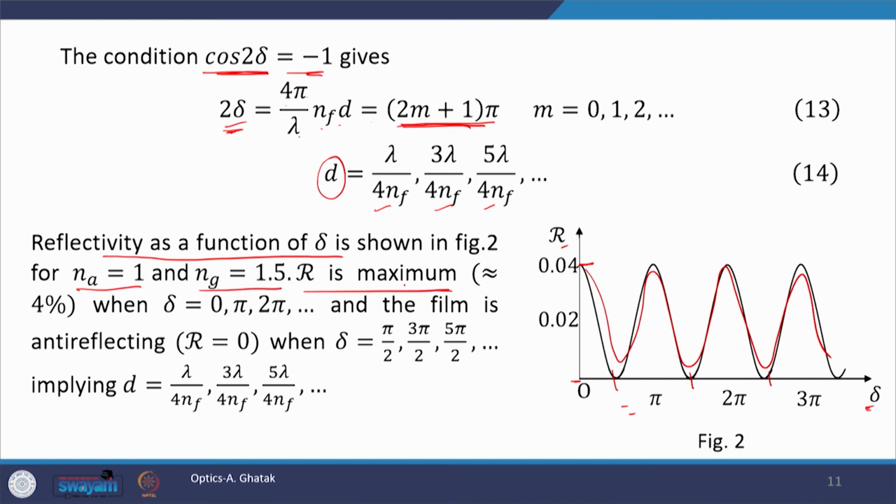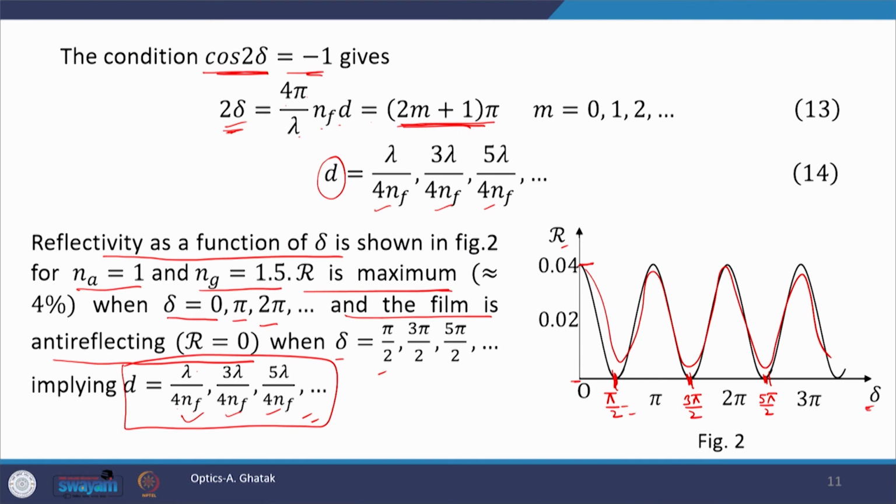R is maximum, that is 4%, when del is equal to 0, pi, 2 pi, and the film is anti-reflecting when del is equal to pi by 2. Here the value of del is pi by 2, here 3 pi by 2, here 5 pi by 2, and so on. The corresponding film thickness is given by d equal to lambda upon 4 Nf, 3 lambda by 4 Nf, or 5 lambda by 4 Nf, and so on. Then the question is, can we use any of these thicknesses in making the anti-reflecting coating?